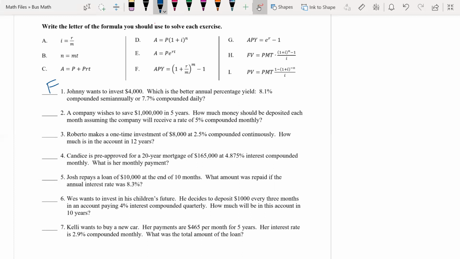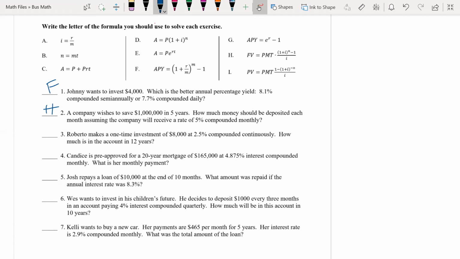Okay. 2, a company wishes to save $1 million in 5 years. How much money should be deposited each month, assuming the company will receive a rate of 5% compounded monthly? So here we want to know how much to deposit each month in order to have a future value of $1 million. So this is going to be H, because we want to have $1 million in the future.